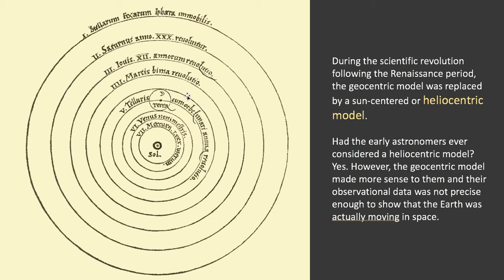This picture here, before I move slides, was from Copernicus, who we're going to get to in a couple of slides. Sol is the word for the sun, and so this is the sun at the center. This is the first picture of the heliocentric model.